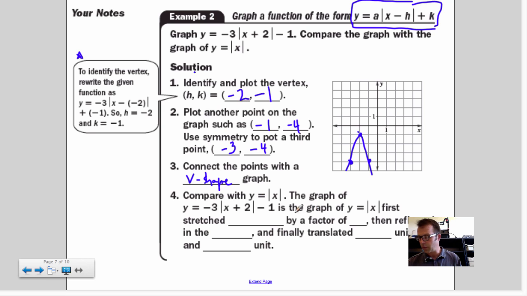And if we compare, we could first say that we're vertically stretched, right? We got skinnier or narrower. Stretched, oops, I'm supposed to write vertically. I'm saying it, not writing it. By a factor of 3. Then it's reflected in the x-axis. And finally, we translate left 2 units and down 1 unit.